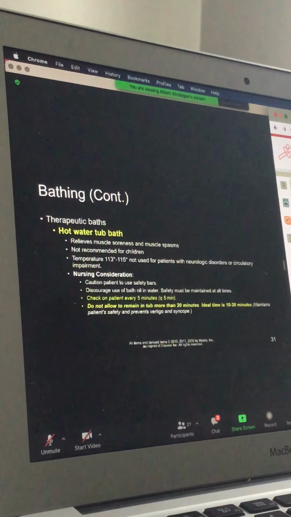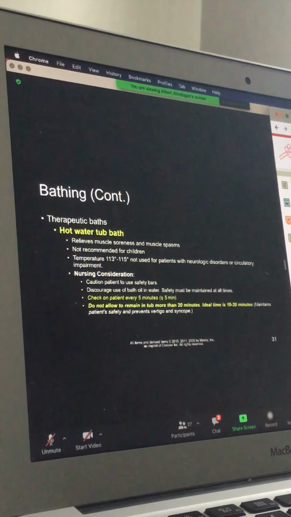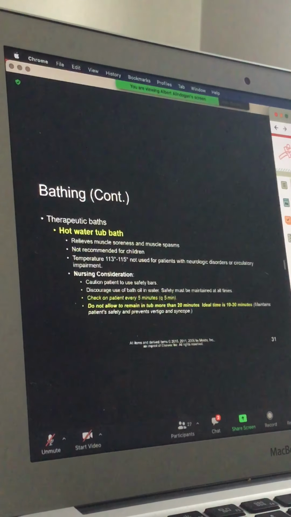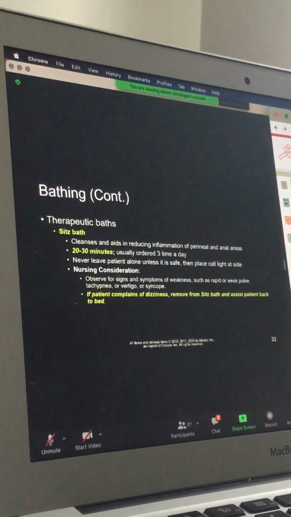As against the sitz bath, the patient can sit in a sitz bath for as long as 30 minutes. So 20 to 30 minutes for a sitz bath. Again, this might be confusing for you, so let's do that again. Hot water tub bath, maximum of 20, between 10 and 20 minutes of bathing. For someone being put in a sitz bath, allowable time is between 20 and 30 minutes. This is usually done 3 times a day as ordered by the doctor. This would help the inflammation in the perineal and anal areas of the patient.